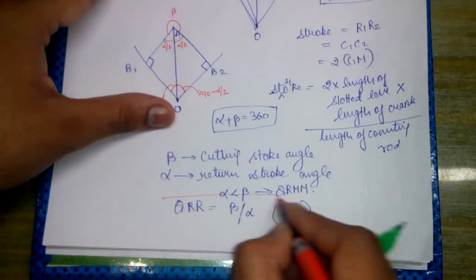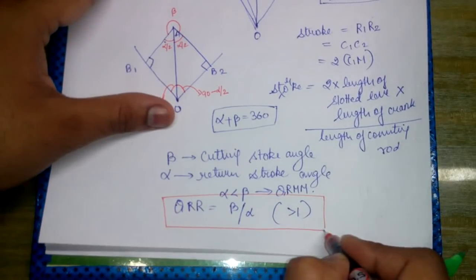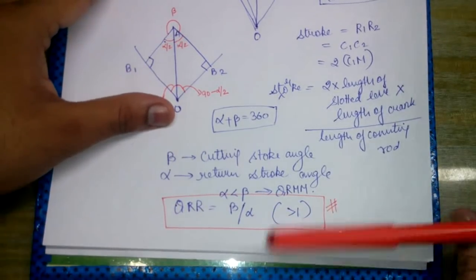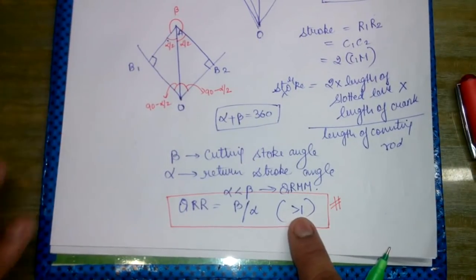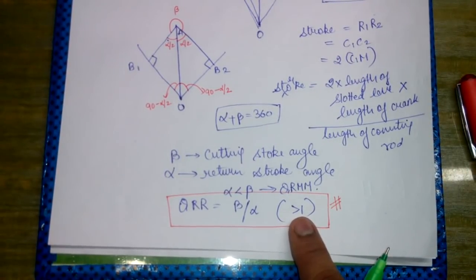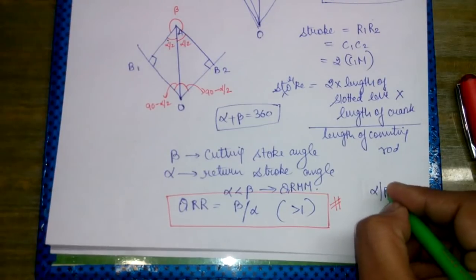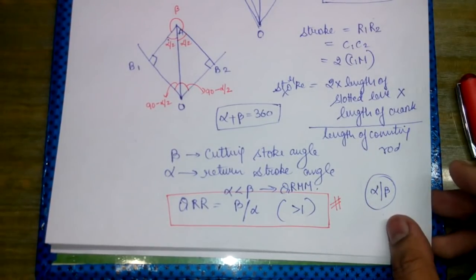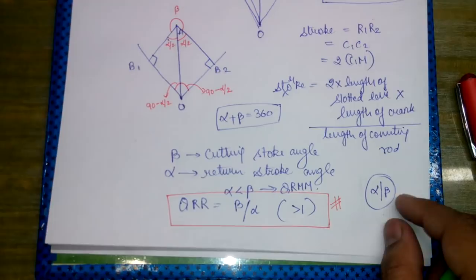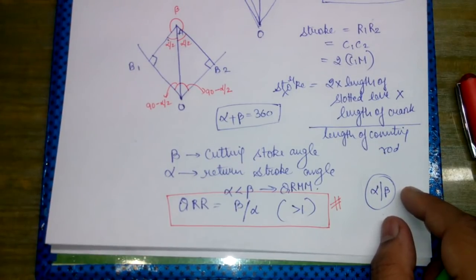So quick return ratio is equal to beta upon alpha, and it is always greater than 1. However, in a problem, if it is given less than 1, then we will take it as alpha upon beta.